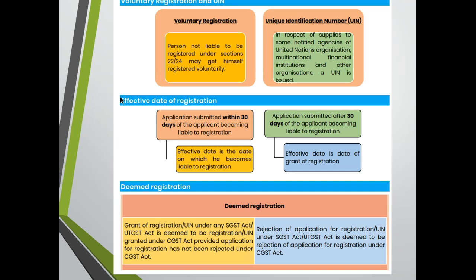If you are applying within 30 days, then the date on which you were mandatorily required to get registered would be the effective date of registration, but not after 30 days. If you have applied after that, then it would be the date on which the department gave you the registration. Kindly type, quite important.